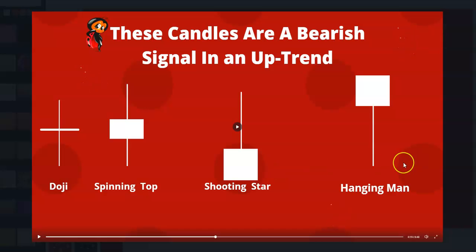And then we have our hanging man. With the hanging man we have the smaller body here, and then a longer shadow or pin bar, and this pin bar should be 2 times longer than the body.